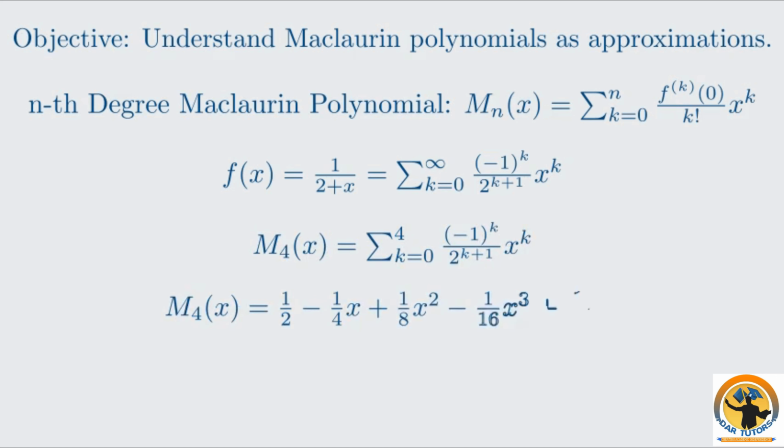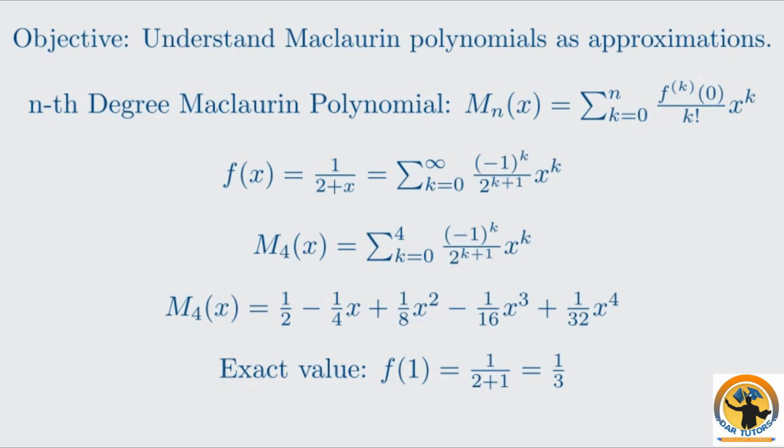Expanding this, we get 1 over 2 minus 1 over 4 x plus 1 over 8 x squared minus 1 over 16 x cubed plus 1 over 32 x to the fourth. This polynomial is an approximation of the function f of x. Let's see how good the approximation is at a specific point, say x equals 1. First, let's find the exact value of the function at x equals 1. F of 1 is 1 over 2 plus 1, which is 1 over 3.